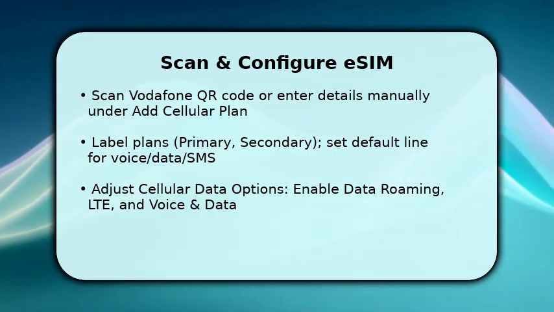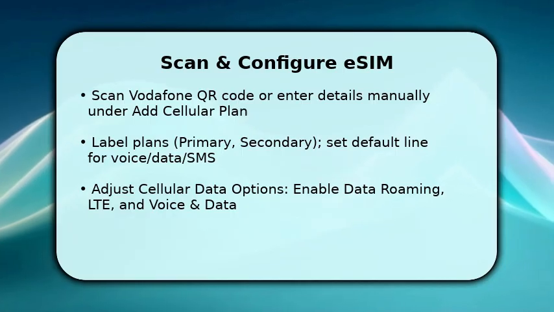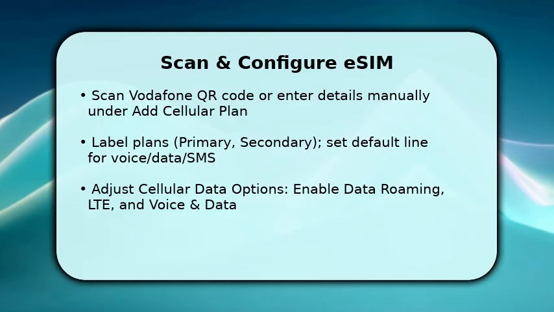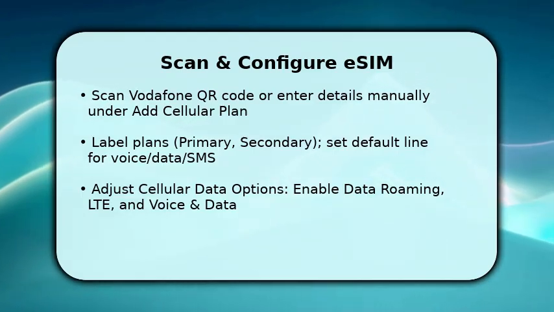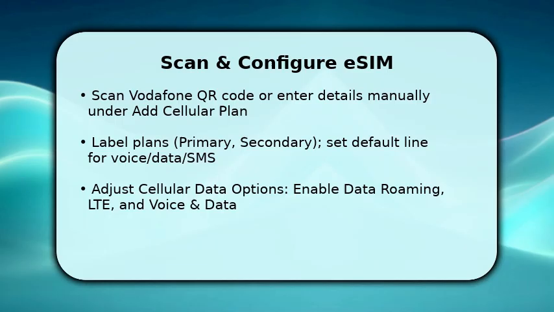Name one Primary or Vodafone. Make sure you set which line is used for cellular data and which for iMessage and FaceTime. Once done, go into Cellular Data Options to confirm LTE and data roaming settings match your Vodafone plan. Make subtle adjustments so calls, SMS, and data route correctly.